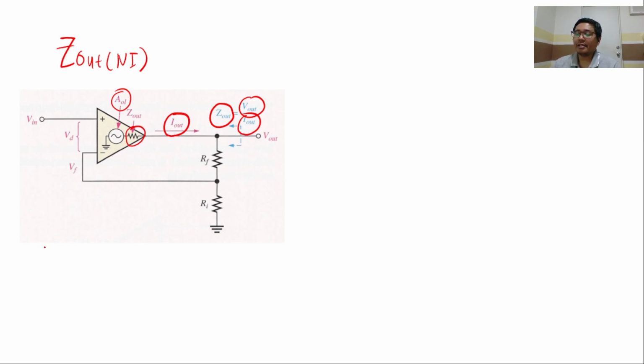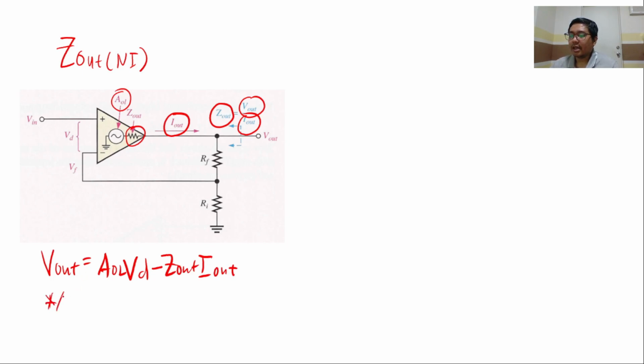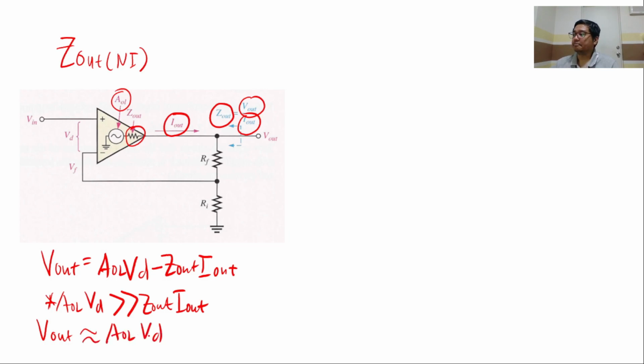From the parameters in this diagram, we can write the equation for Vout equals AOL times VD minus Zout times Iout. But since AOL times VD is much greater than Zout times Iout, Vout is approximately equal to AOL times VD.